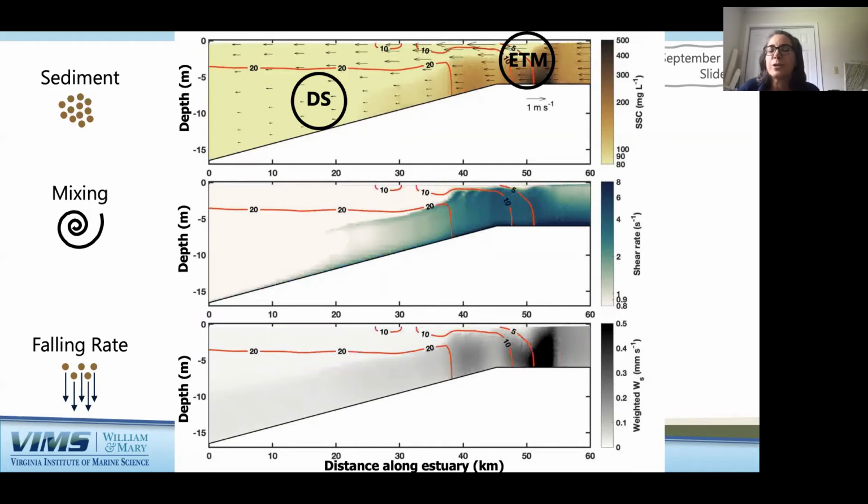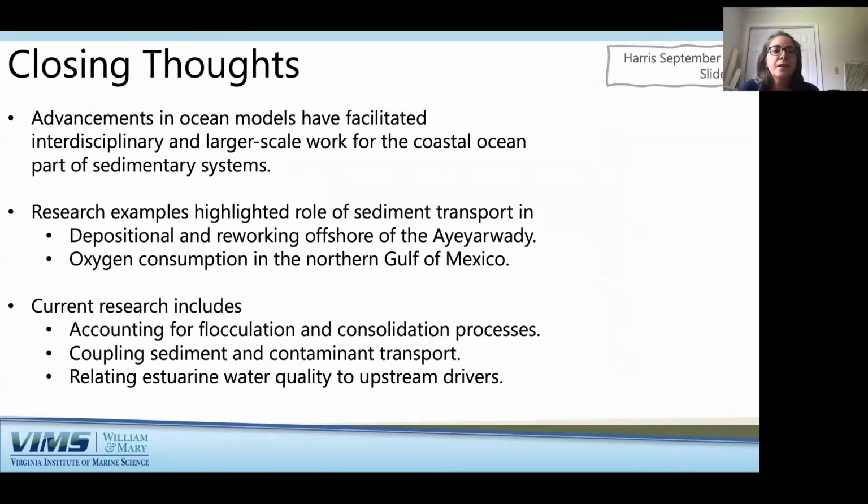So that tended to be the area where, in our case, we were forming the flocks. So now just my closing thoughts. I hope I've shown you some examples of how we've used advancements in ocean models to look at interdisciplinary and larger scale work for the coastal ocean, and especially focusing on the sedimentary systems. I tried to highlight examples from depositional and reworking offshore the Irrawaddy, and oxygen consumption and contaminant transport in the northern Gulf of Mexico.